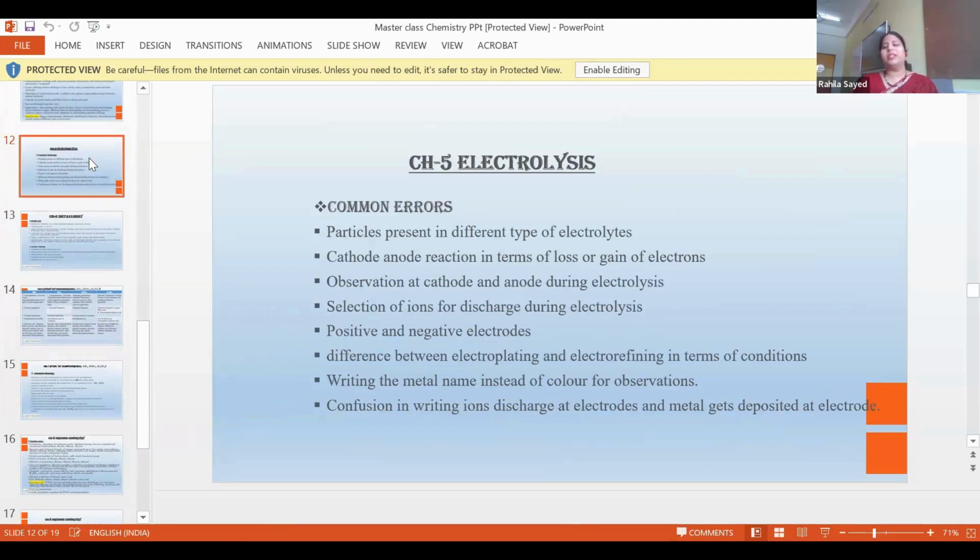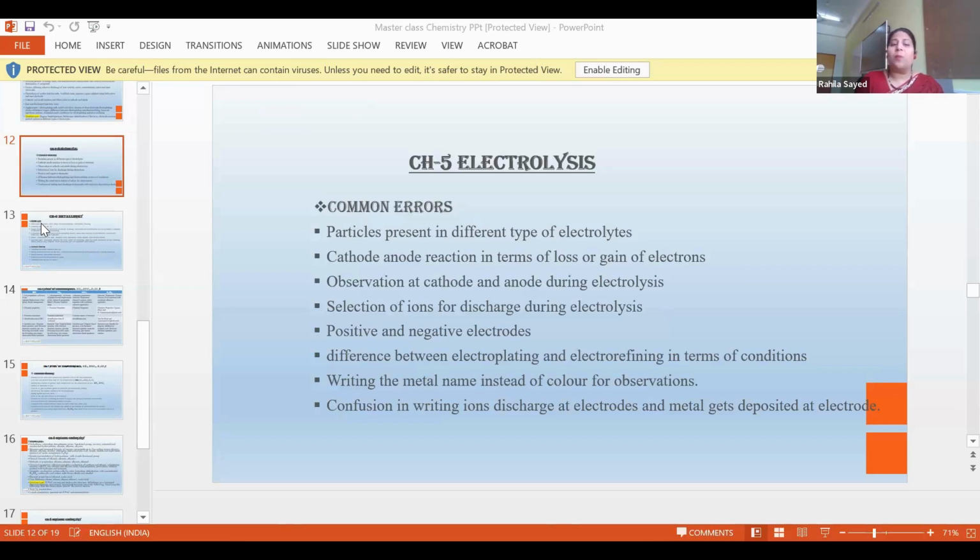The common errors that children make in electrolysis. You forget what are the particles present in different types of electrolytes. We know if it is a weak electrolyte, we will be having ions as well as molecules of that electrolyte because it is not going to dissociate completely. If it is a strong electrolyte, you will be getting only ions. Then cathode and anode reactions in terms of loss or gain of electrons: you tend to write the opposite thing.